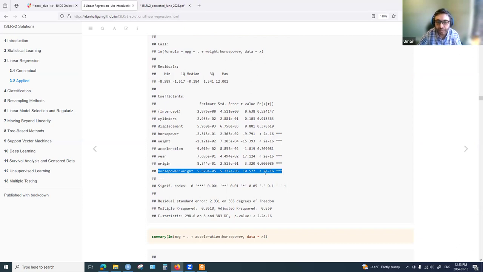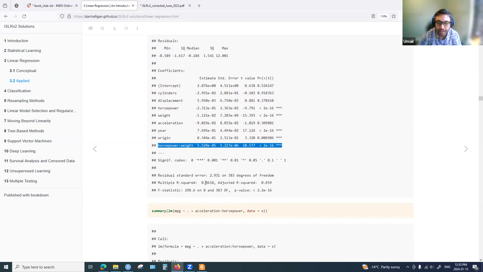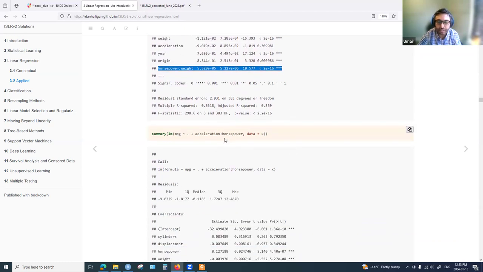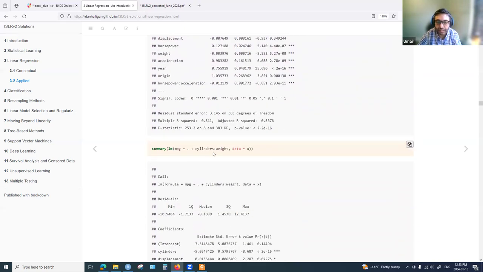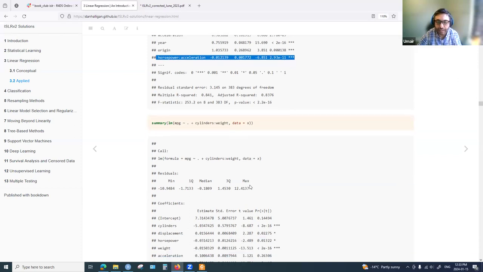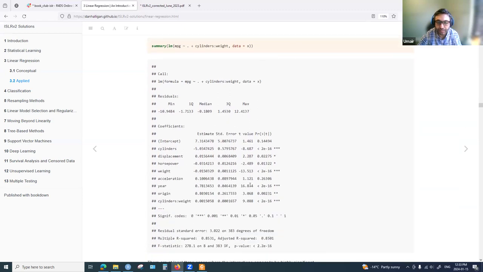We have a very small p-value, and we have a multiple R squared of 0.868. Another example they did was between acceleration and horsepower, and then cylinders and weight. In all cases, we see that there are significant effects of these interaction terms, or their coefficients are significant.